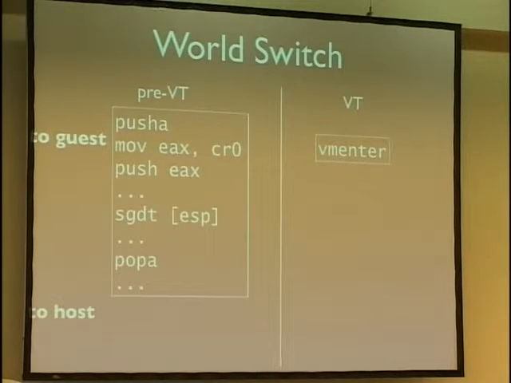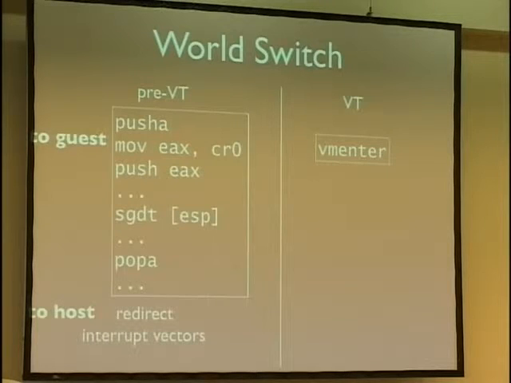If you do VM enter, you have one pointer that is already set up in a new special register. On this pointer you have your complete register set, all the internal state. You don't have to care about the internal state, it's all managed by the CPU. VM enter saves your state and loads the new state, and it's then in guest mode. It runs the guest kernel until some interrupt or something occurs.